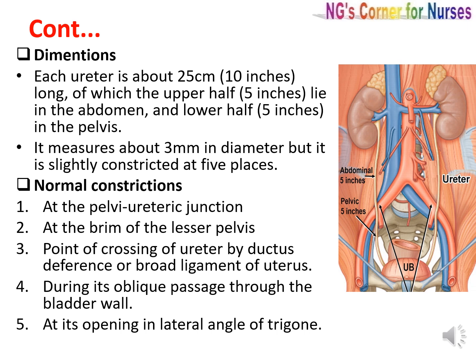It measures about 3 millimeters in diameter, but it is slightly constricted at 5 places. Those constrictions are the normal constrictions of the ureter. First, at the pelviureteric junction; second, at the brim of the lesser pelvis; third, at the point of crossing of the ureter by the ductus deferens or broad ligament of the uterus; fourth, during its oblique passage through the bladder wall; and the fifth, at its opening in the lateral angle of the trigone.